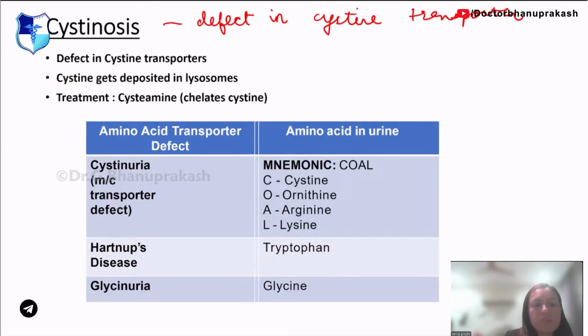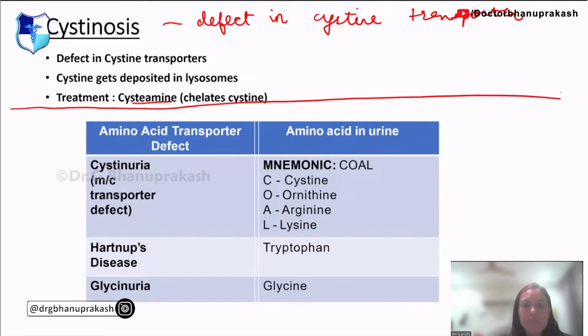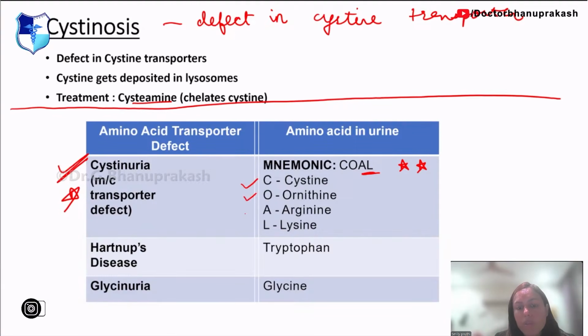Okay, in cystinosis, the treatment is cysteamine, which chelates cystine, right? Then coming to amino acid transporter defect, the most common is cysteinuria. Which amino acid is excreted in urine? We learn from the mnemonic COL or COLA. C for cysteine in urine, O for ornithine, A for arginine, L for lysine.